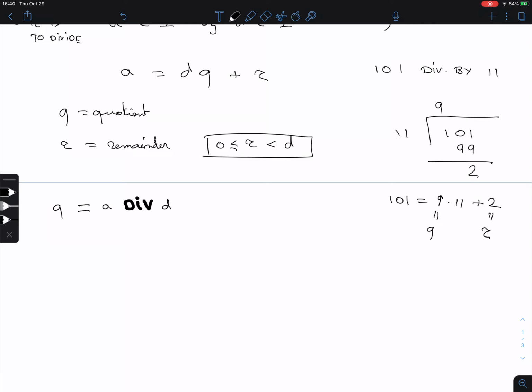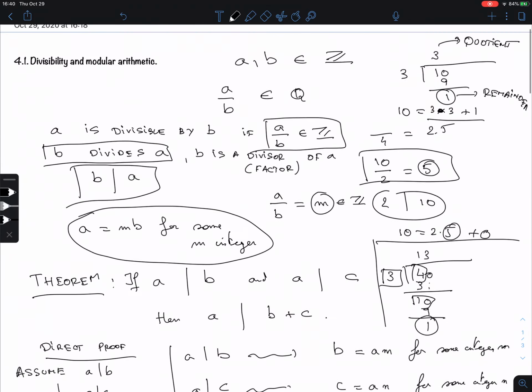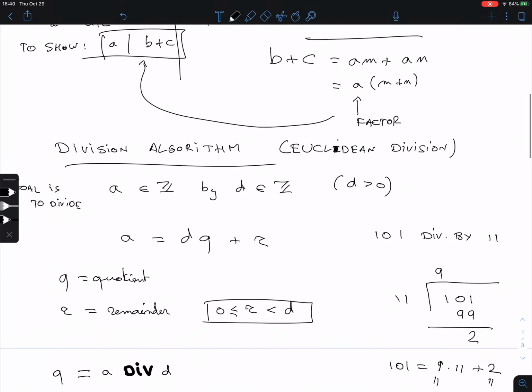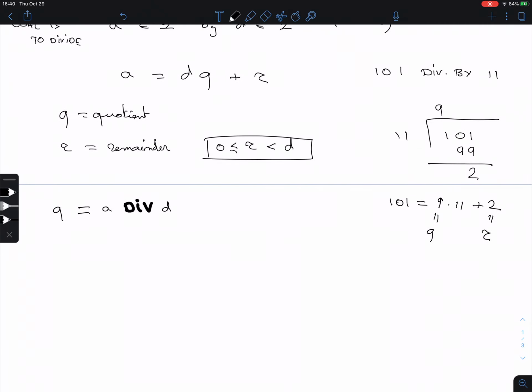A div D, A divided by D. This is perhaps a little bit confusing, because while in division we say B divides A, B is the smaller one, it goes into A. But here A is the bigger one, and we divide A by D, or by the B over there. Okay, so that's what we write here.